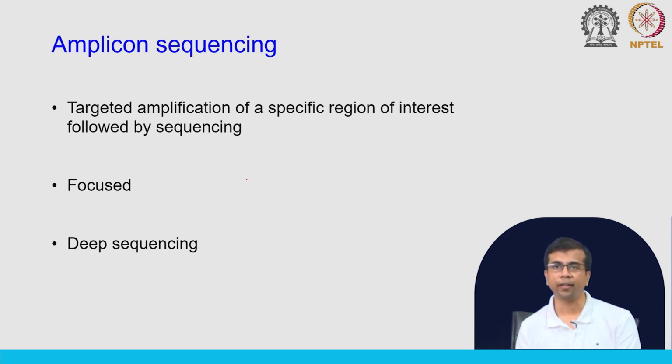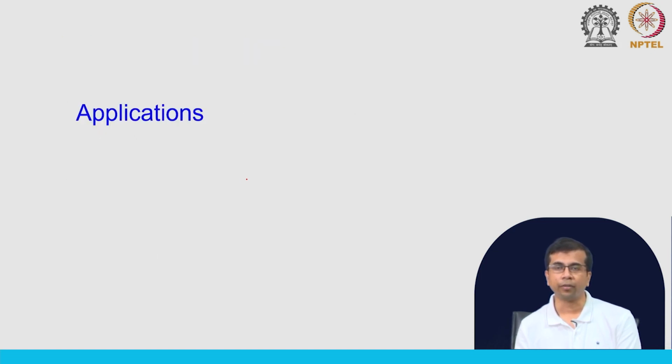And again, this is a focused analysis. We are looking at only one or two genes maybe, or a small segment of the genome, and we do deep sequencing. So, this again helps in getting to the rare variants. We will now talk about some of the applications of variant calling before we jump into the variant calling pipeline in the subsequent classes. This will give you a better understanding of how important variant calling is.